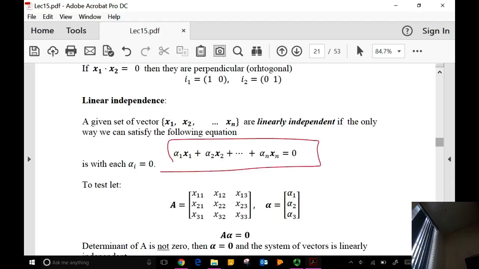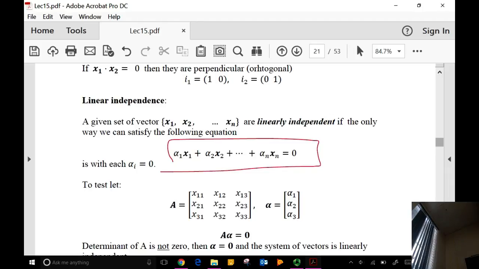So I can write it as a column in a matrix and assemble all these vectors. And when I do that, if I write A times alpha, alpha is a vector consisting of these coefficients alpha 1 to alpha n. So that will essentially be x11 alpha 1, x12 alpha 2, x13 alpha 2, and all of that. And do the same thing for the second one, etc. And you will find that this is equal to 0.